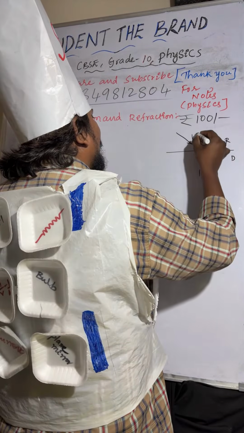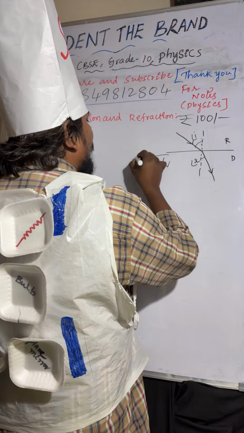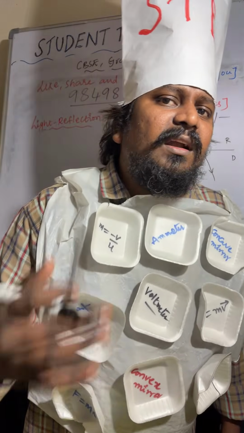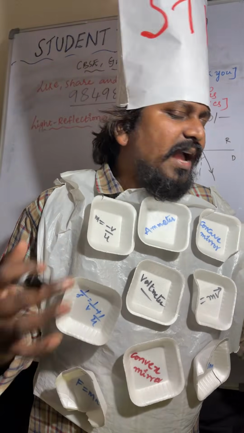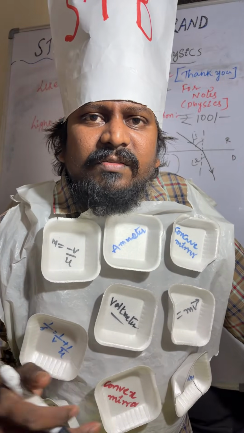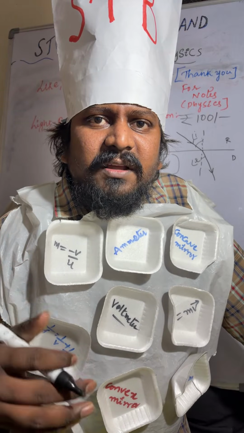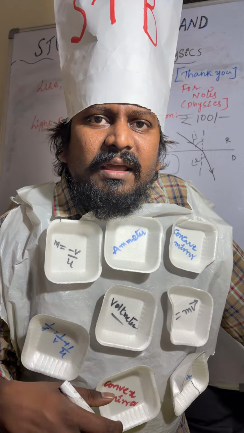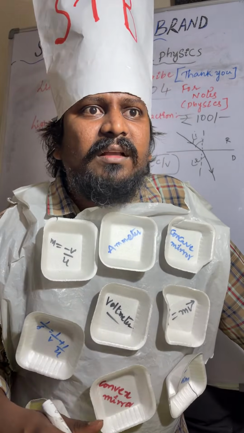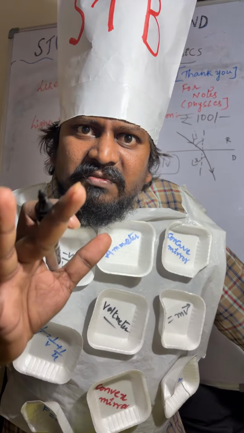Angle of incidence, angle of refraction. Refractive index, n equal to c by v. The ratio of speed of light in vacuum to speed of light in the medium is called the refractive index, that is, the absolute refractive index.